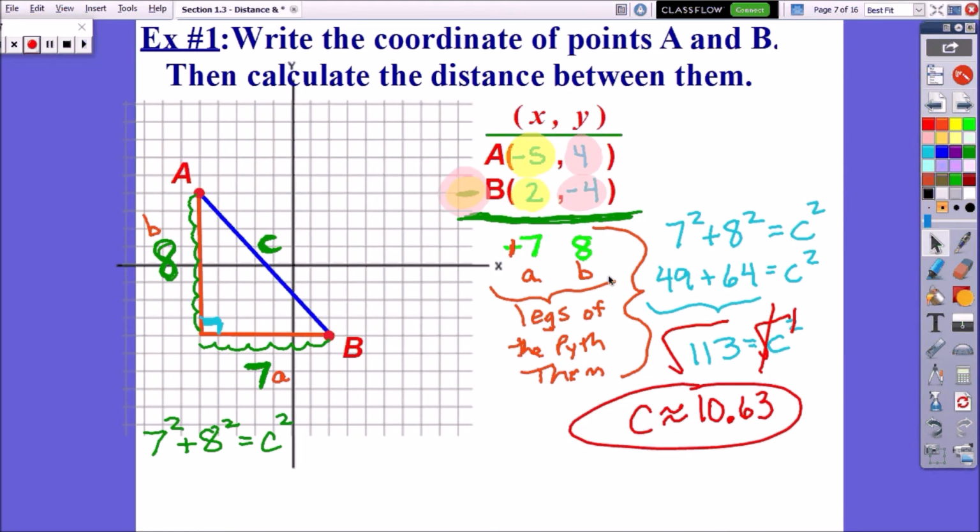Okay, so here you now have 2 methods. With a graph, you can see the Pythagorean theorem in action once you draw in that right triangle. Or if you have the coordinates, or maybe you need to actually get the coordinates like we did in this example, you can take your 2 coordinates, subtract them, and the 2 differences that you get there are the a and the b, your legs of the Pythagorean theorem. And then you're ready to set it up and move ahead. All right, so there's 2 quick methods there.